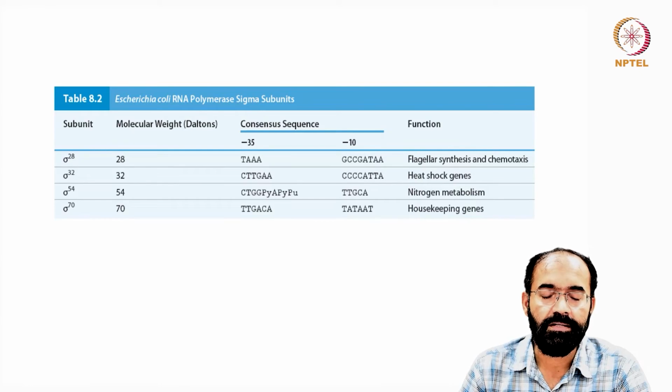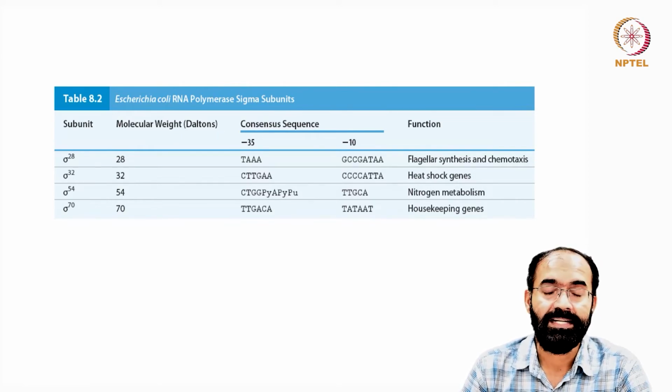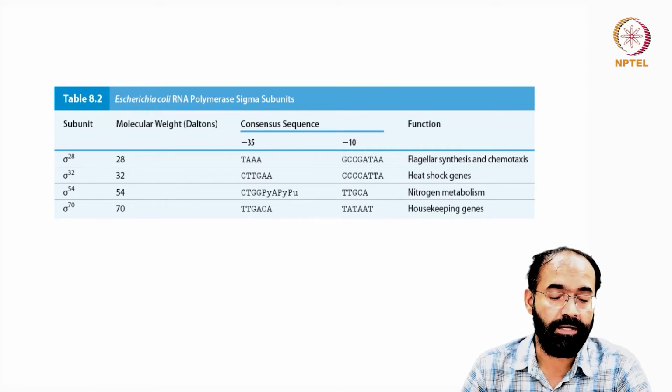So sigma 28 will prefer a minus 35 consensus of TAAA, and I will not read into the details, G, C, C, G, A, T, A, A. So this is the minus 10 sequence, and this sigma 28 governs the expression of genes important in flagellar synthesis and chemotaxis. It does not bother about other genes at all, sigma factor. Whereas the tetrameric core is a must, but the sigma factor, I told you, is the caretaker or the supervisor that allows the worker to go and bind where.